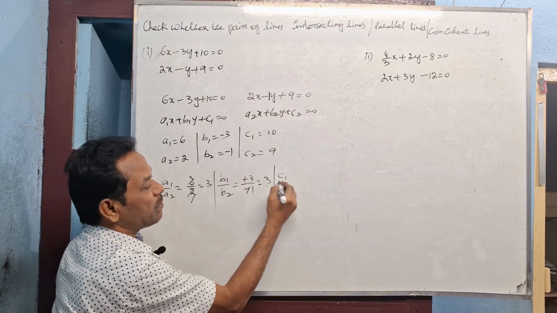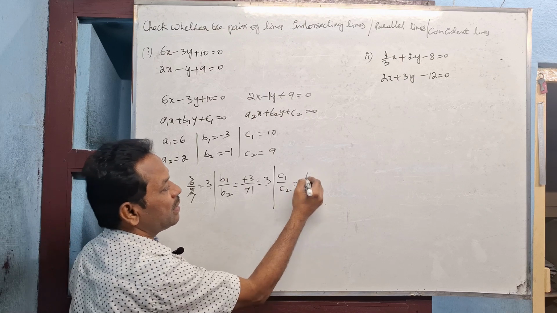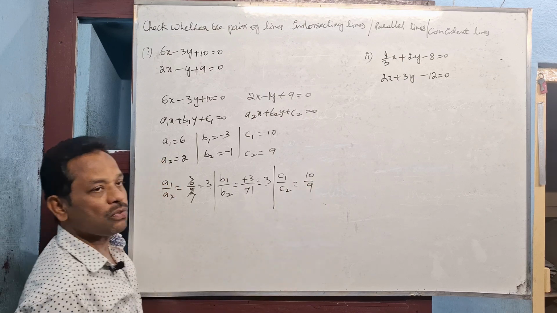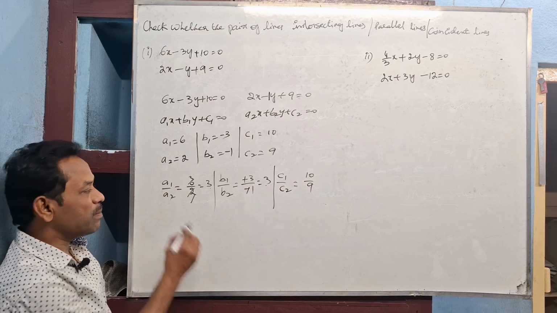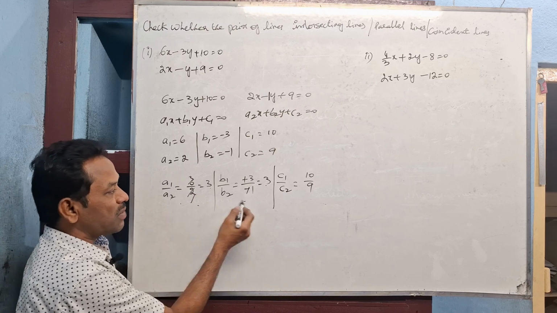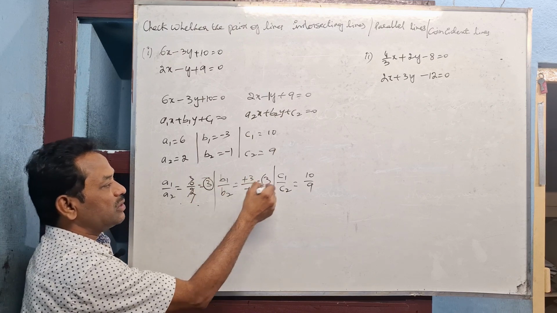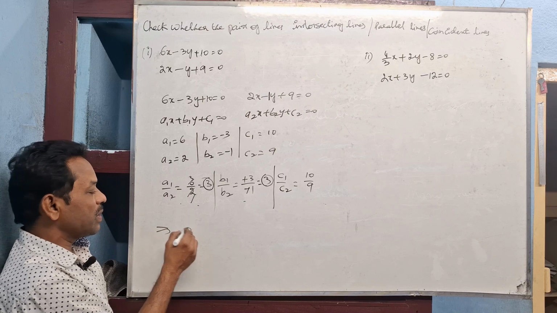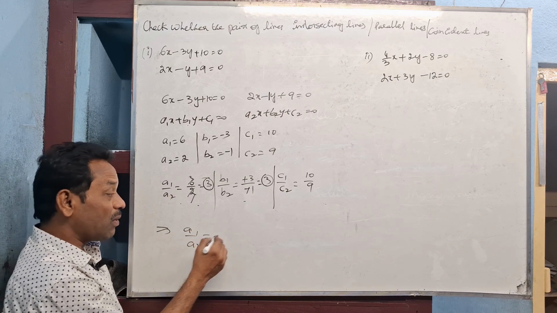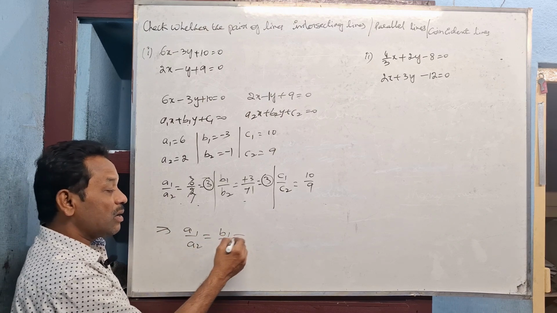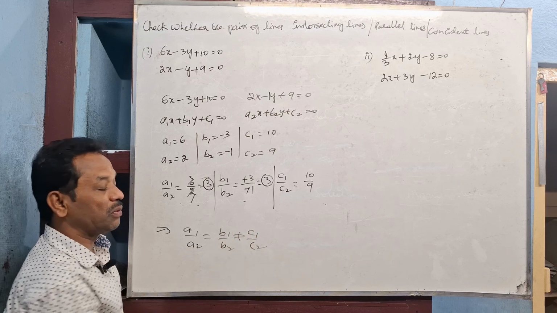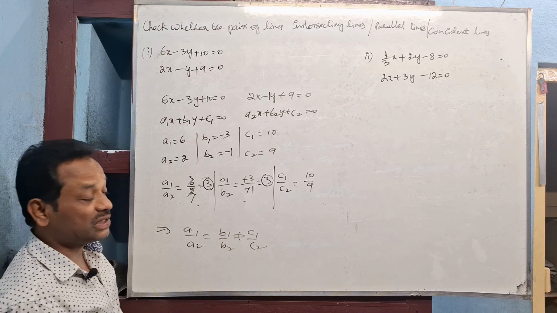Let us go for c1 by c2. So c1 by c2 is 10 by 9, so it is not possible to cancel. Looking at these answers, here we have 3, and here also we have 3. So I can say a1 by a2 equals b1 by b2, but not equal to c1 by c2. That means our first condition is satisfied.